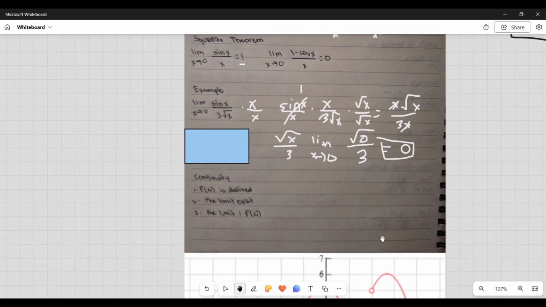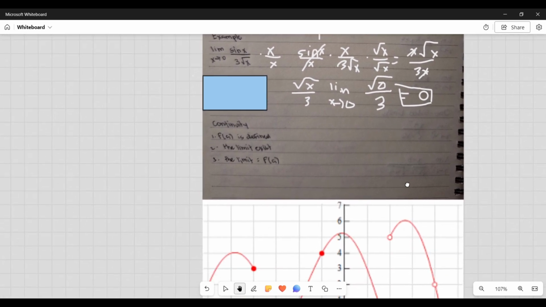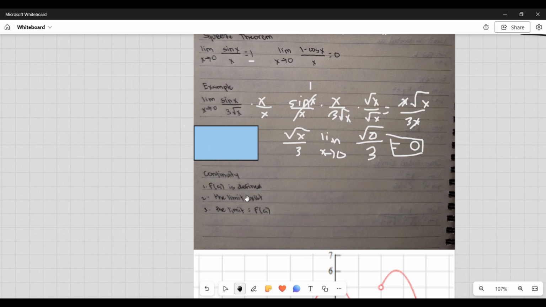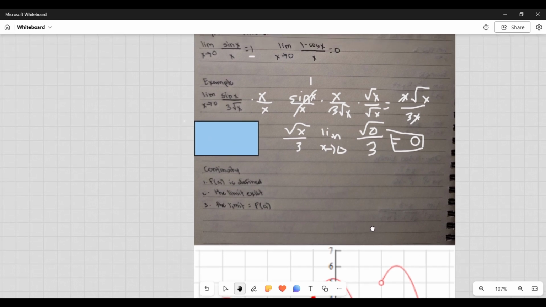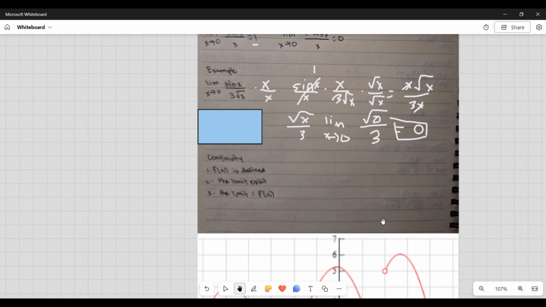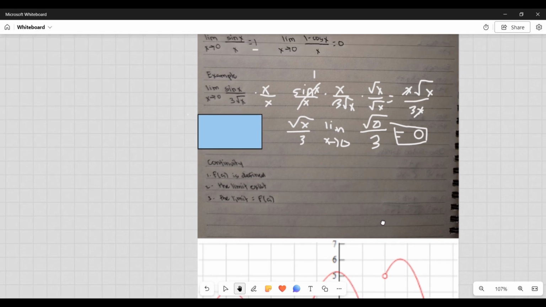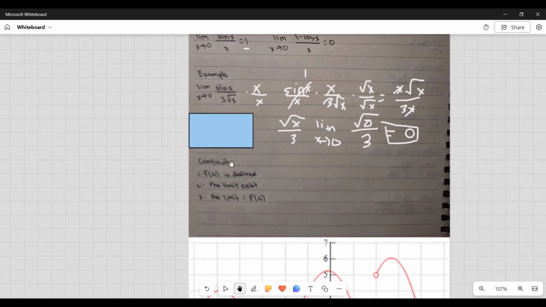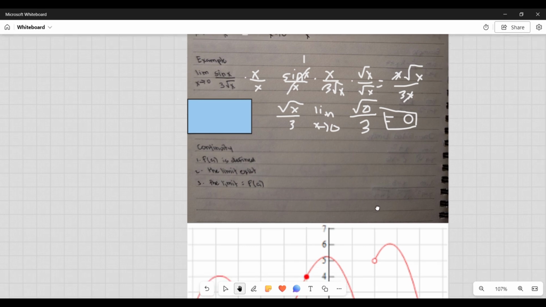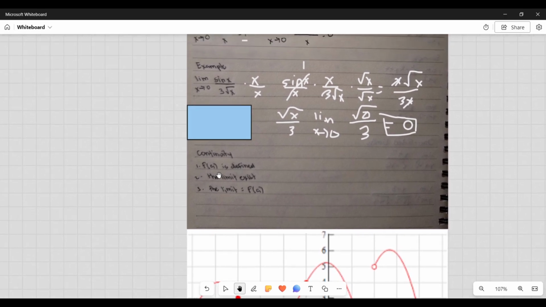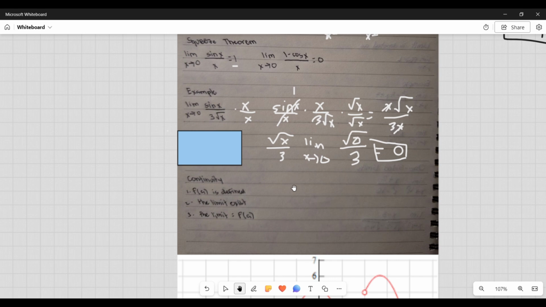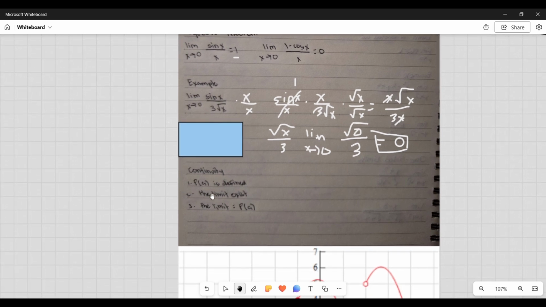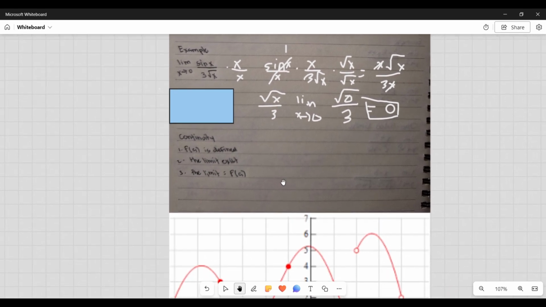And our last topic is going to be continuity. So continuity is basically, it has to meet all 3 criteria. So if one criteria is not met, it's automatically a discontinuity. So continuity is, a function is defined. It has to be defined. And the function is equal to the limit. So the limit must exist.